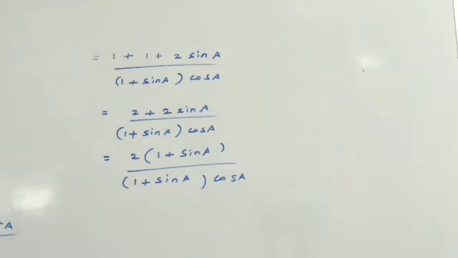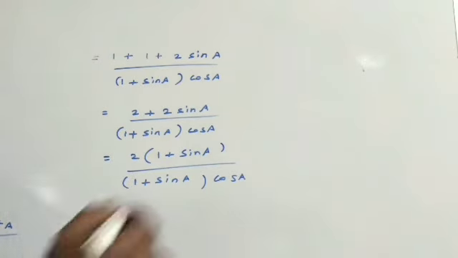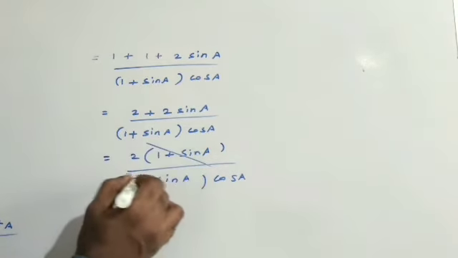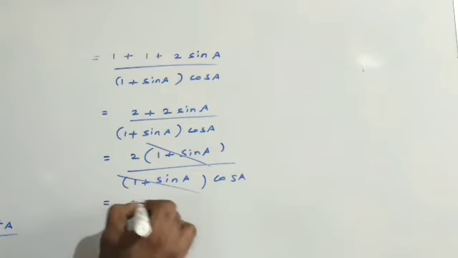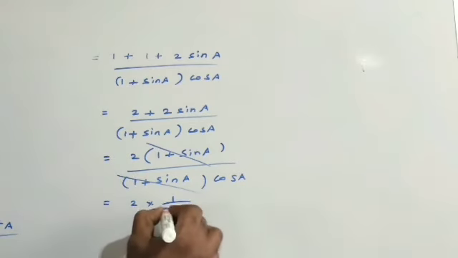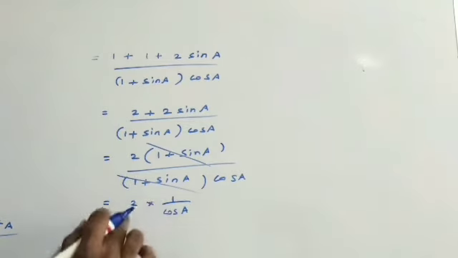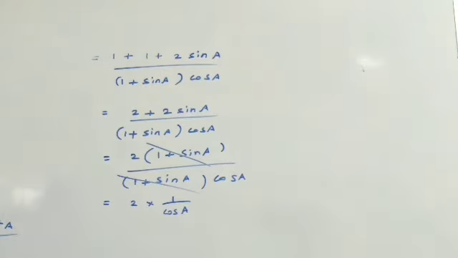In the numerator we have 2 into (1 plus sin A) in multiple form. In the denominator also we have (1 plus sin A) into cos A. So we can cancel 1 plus sin A and 1 plus sin A. Finally we get 2 by cos A. We can write 2 into 1 by cos A. We know the identity 1 by cos A is secant A. So 2 secant A. This is the answer.